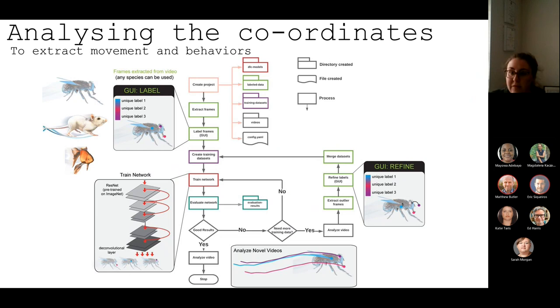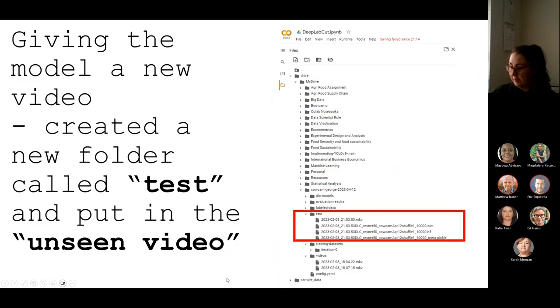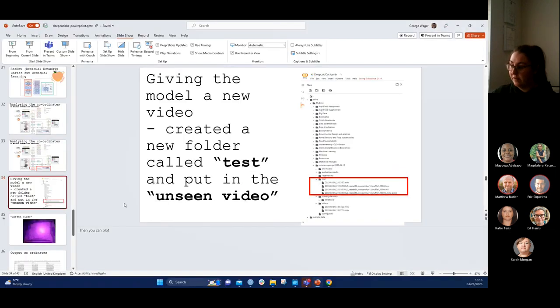So the next part of this is analyzing the coordinates to extract movement and behaviors, which means analyzing novel videos. But we first need to get to a point where we can train a ResNet model on our specific dataset and be able to point out those exact poses as it's moving through the frames. So that's basically what I'm going to show you today. I'm just going to go off here.